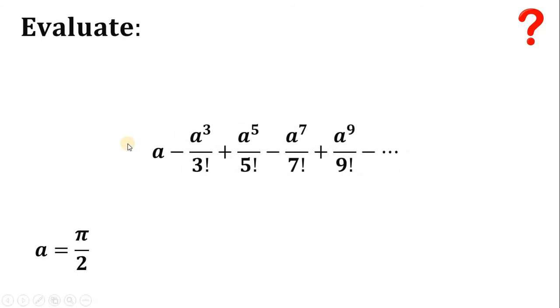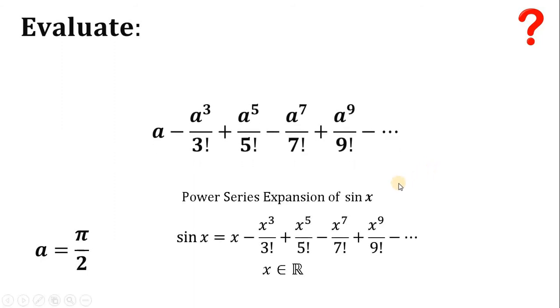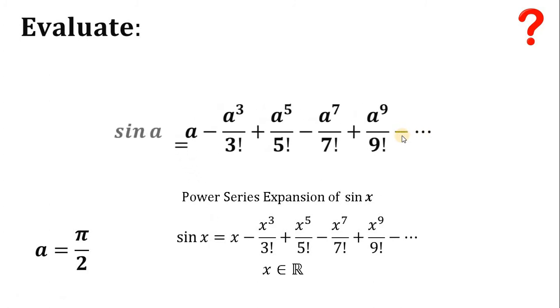Now, this infinite series is familiar. Now, let's recall the power series expansion of sine x, because sine x is equivalent to just x minus x cubed over 3 factorial plus x raised to the fifth power over 5 factorial minus x raised to 7 power over 7 factorial plus x raised to the 9th power over 9 factorial, and so on and so forth. And that is exactly this series. And now we can say that this series right here can be written as sine of a.